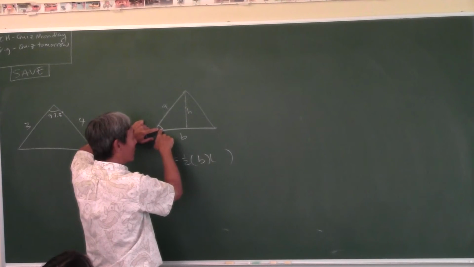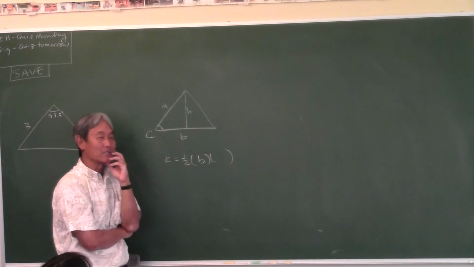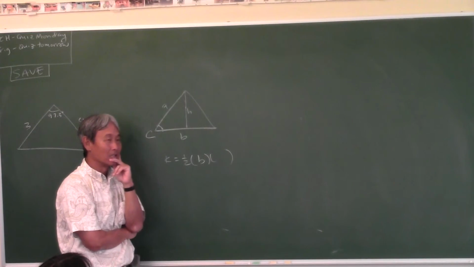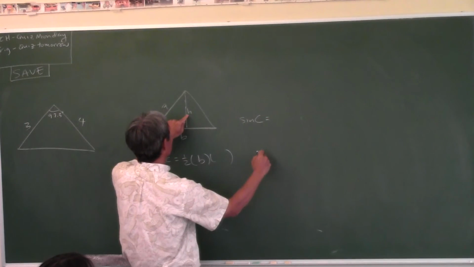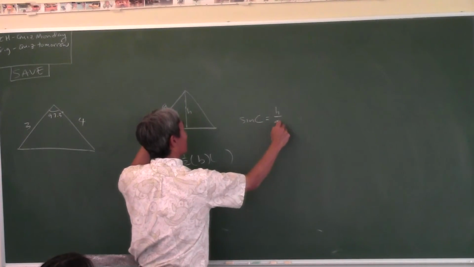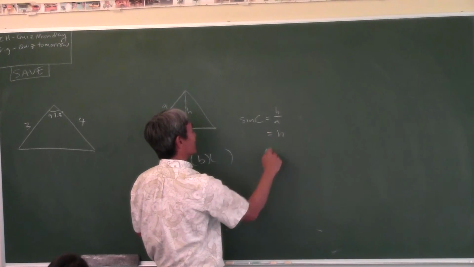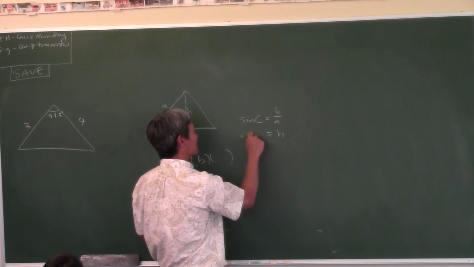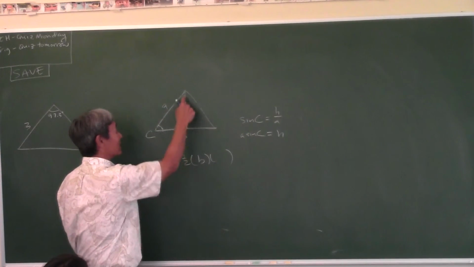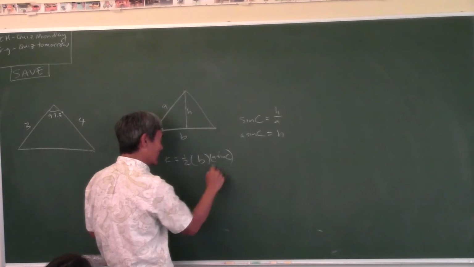Look, you have an angle, opposite and hypotenuse. Which of the three has opposite and hypotenuse in it? Sine. The sine of angle C is equal to opposite over hypotenuse. So therefore, what is H equal to? Multiply by A sine C. So the height of this right triangle is A sine C.